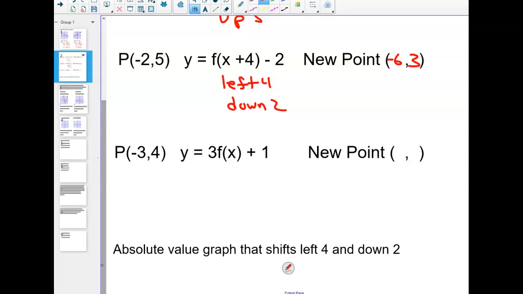When there's a coefficient out here, if you notice, there's no x minus or x plus. That means the x coordinate stays the same. But when there's a coefficient outside the f of x, you multiply the y coordinate by that number. 4 times 3 is 12, and then we're going up 1. So 4 times 3 is 12, and then up 1, negative 3, 13 is our new point.